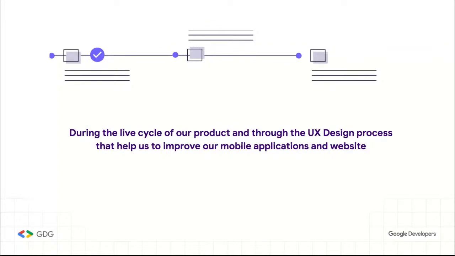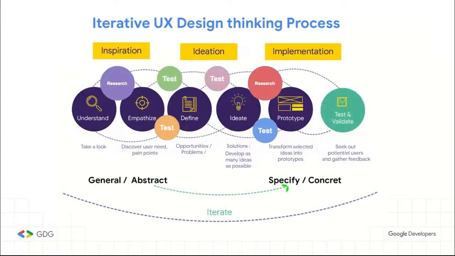During the life cycle of our product and through the UX design process that helps us to improve our mobile applications, we do remember that we have to go through the iterative UX design thinking process. Here, I just have many circles to talk about tests and results, that we have to do research in every step, every time, to understand, empathize, define, ideate, prototype also. And this is an iterative way.